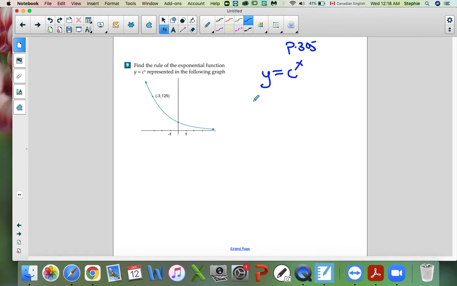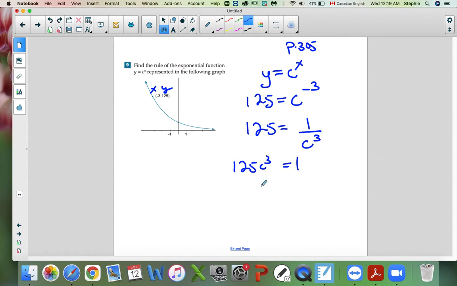You do this by replacing the values that are here, because you know this is your x value and this is your y value. So your c is going to be to the power of -3. Now, yes, you can do this straight on the calculator, but I really need you to understand that this is the same thing as writing 1 over c to the power of 3. If you were to solve this, you would cross multiply, so it would be 125c³ is equal to 1. And now you want to isolate that c³, or c cubed, so it's 1 over 125.